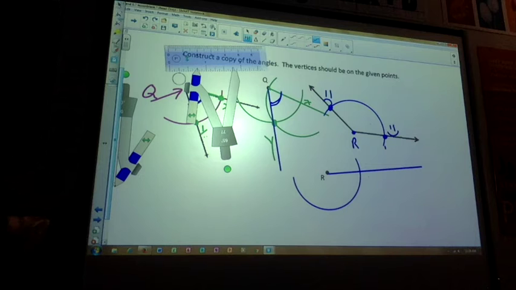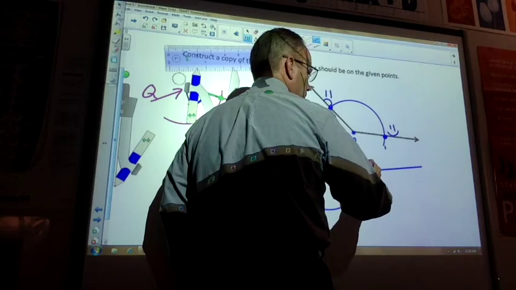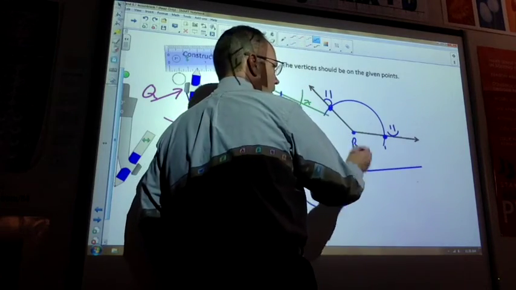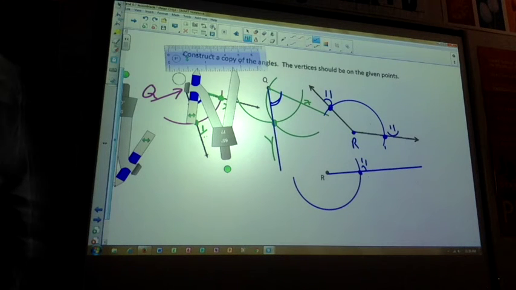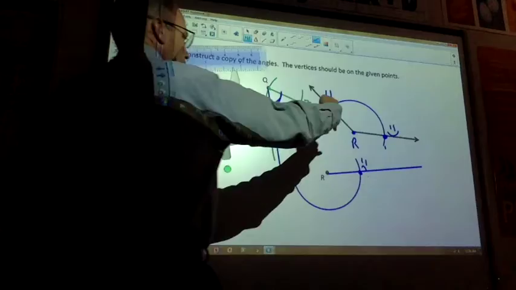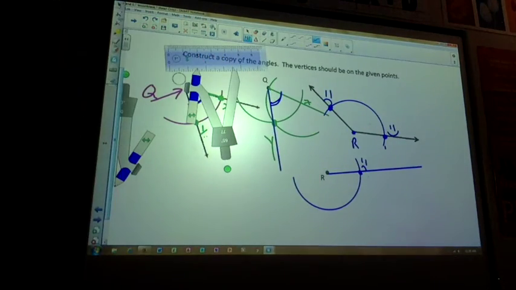Which point is going to be smiley face versus frowny face, or does it matter? Can I label this frowny face? So that means that this point here and this point here should be the same point. Agree? So the distance from R to frowny face and R to frowny face is the same. But then I'm going to have to do one last measure in order for this to work. What am I doing with my compass and my faces?